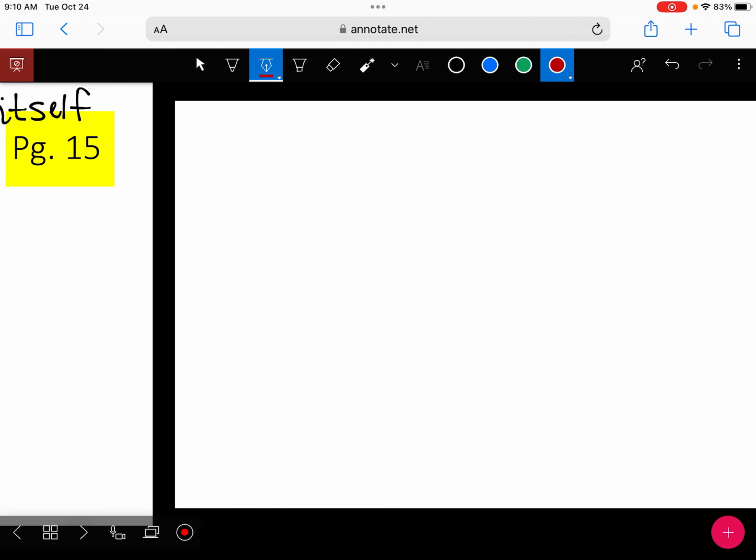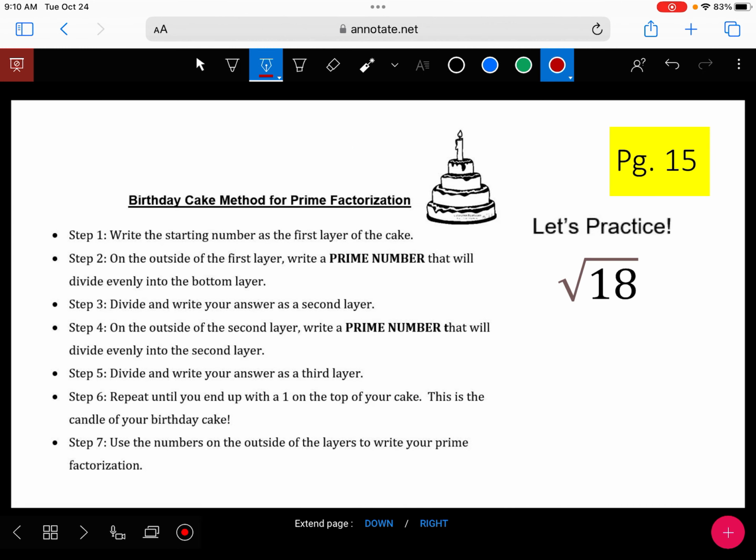All right, so let's go ahead and get started. So this is the birthday cake method. It says step number 1, you're going to start by writing the number as the first layer.